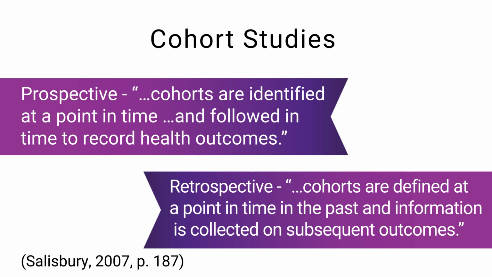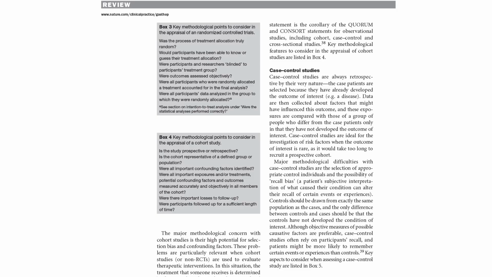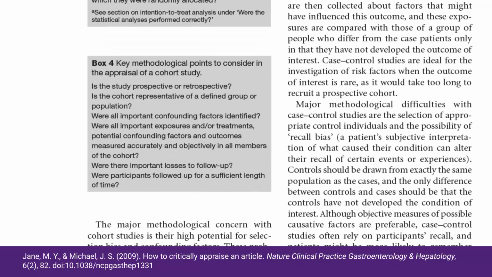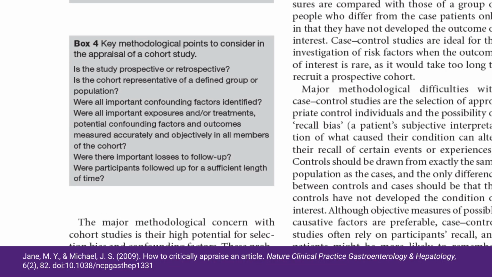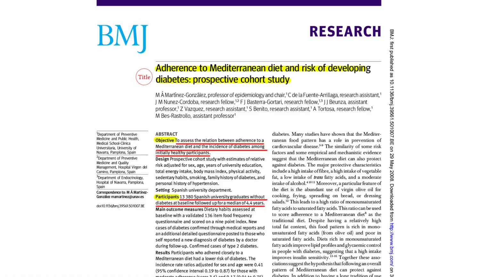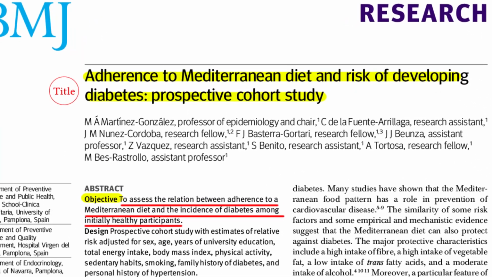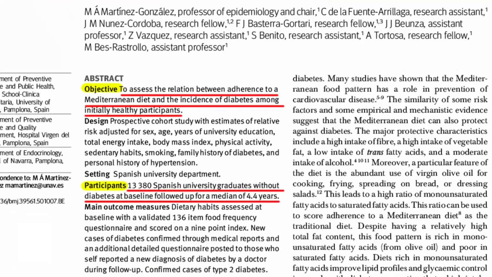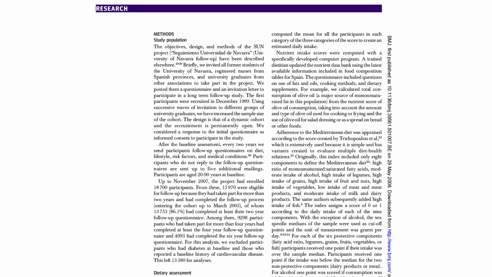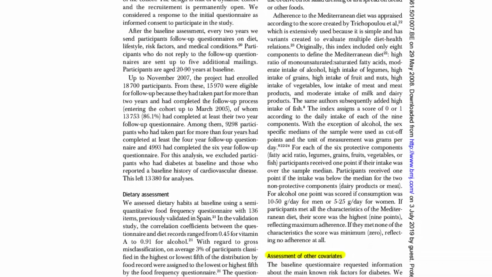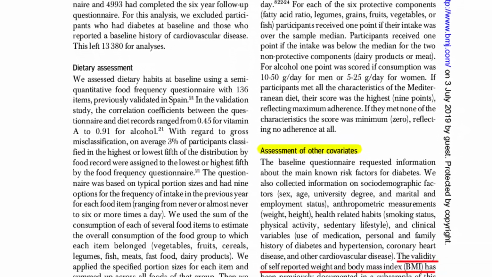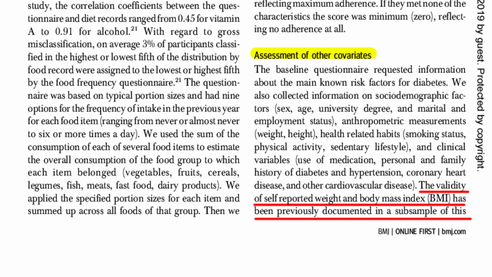In a retrospective study, the cohorts are defined at a point in time in the past, and information is collected on subsequent outcomes. Consider whether all confounding factors have been identified and how the groups have been selected. The groups need to be equal in age, gender mix, socioeconomic status, and have the same coexisting illness, with the only difference between them being their exposure to the agent that is being studied.